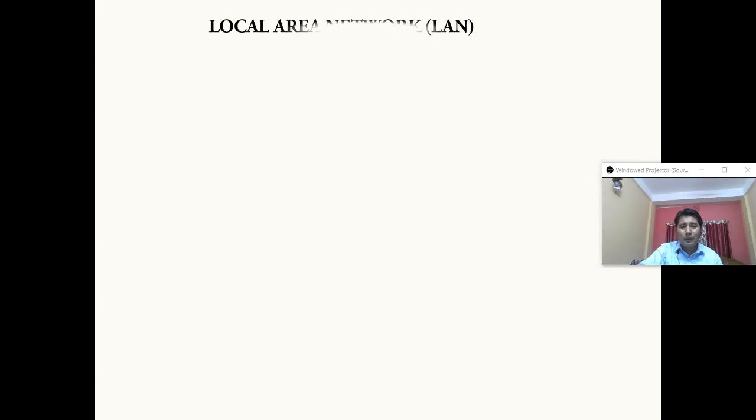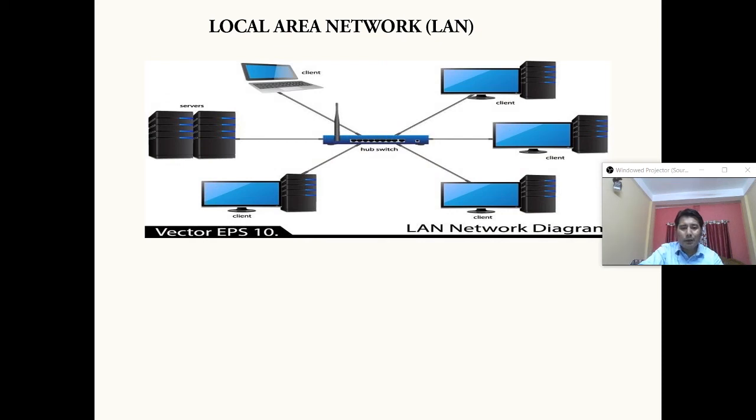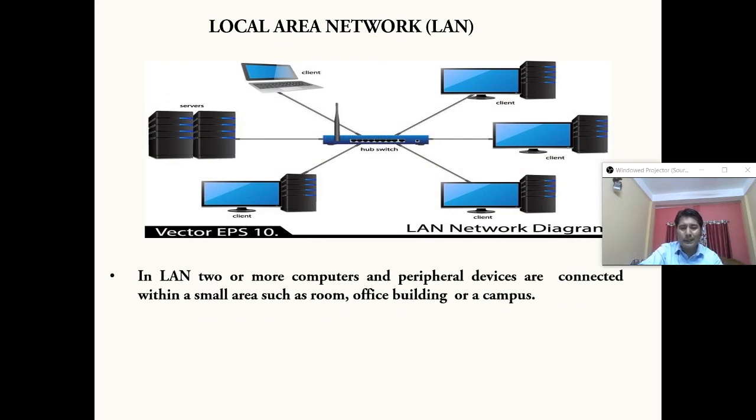The next is the most commonly used network, that is LAN, or what we call a local area network. This kind of network can be installed within a small area, such as a room or an office building. It is mainly based on, say, 2 to 10 or 15 computers within the building. This is the block diagram of a local area network, that is LAN. In a LAN, two or more computers and peripheral devices are connected within a small area, such as office rooms, buildings, or within a campus building.